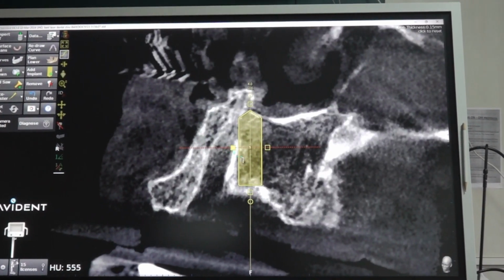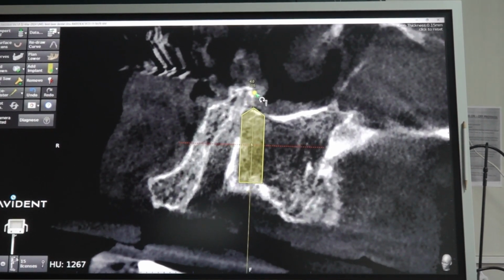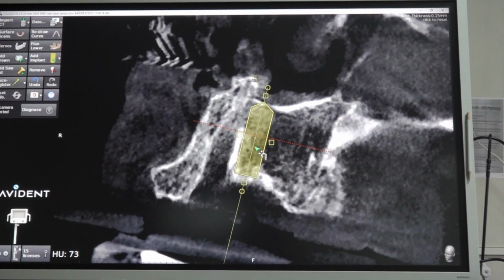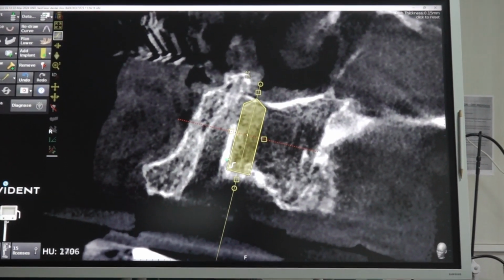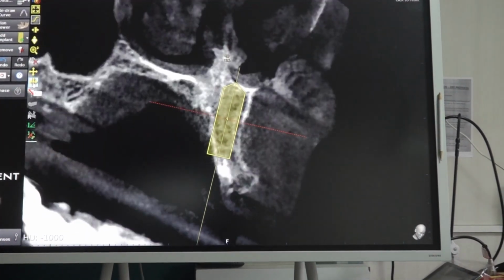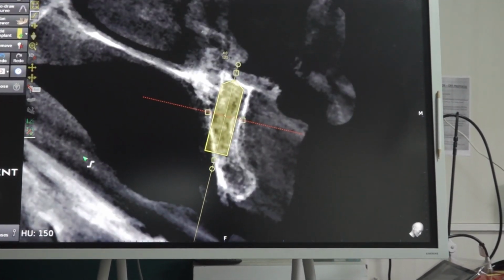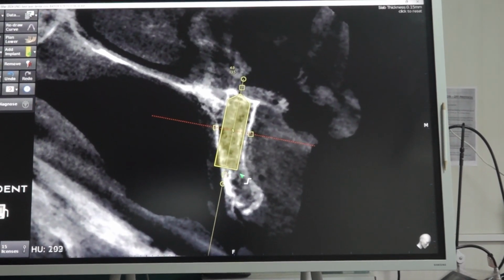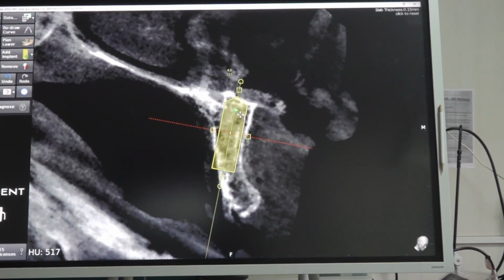If you see here, this implant is not parallel to the midline. This is the nasomaxillary, nasopalatine canal, so we are taking it. Okay, this is the nasopalatine canal. So this is the palatal approach technique, right? We are not drilling through the crest, we are drilling palatal.